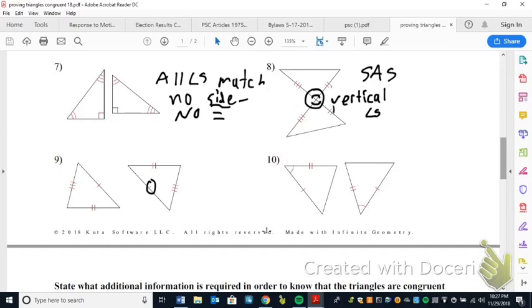Okay, number 9: one side, two sides, three sides. So yes, side, side, side.